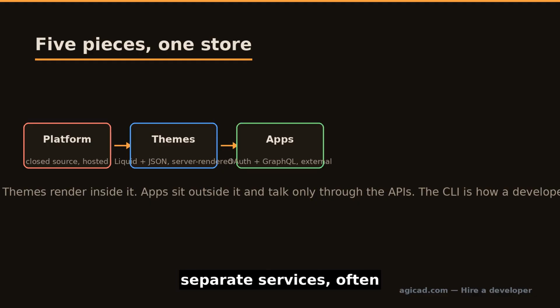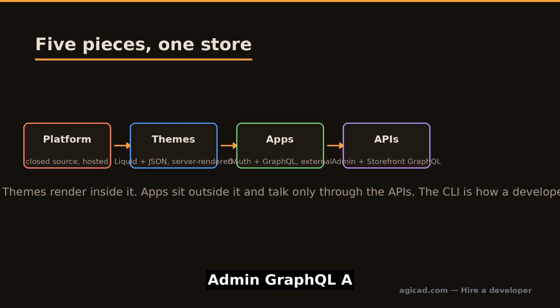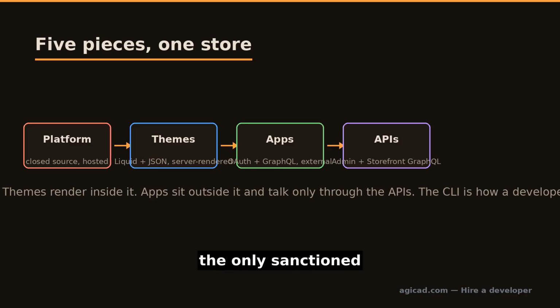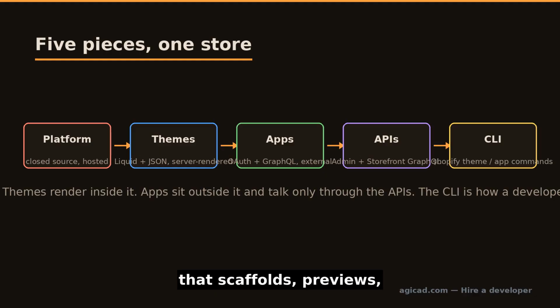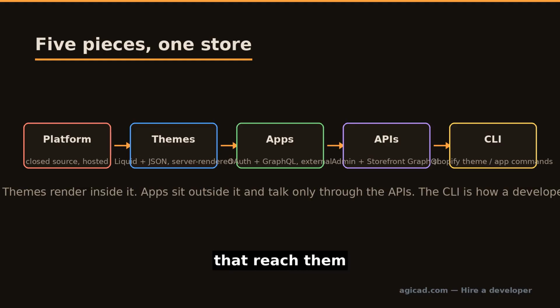Apps: separate services, often not even written in Liquid at all, that extend a store from the outside and never touch the platform directly. APIs: the Admin GraphQL API and the Storefront GraphQL API, the only sanctioned doorways into platform data. And the CLI: the terminal tool that scaffolds, previews, and deploys both themes and apps. Themes render inside the platform's process. Apps and the APIs that reach them live entirely outside it.